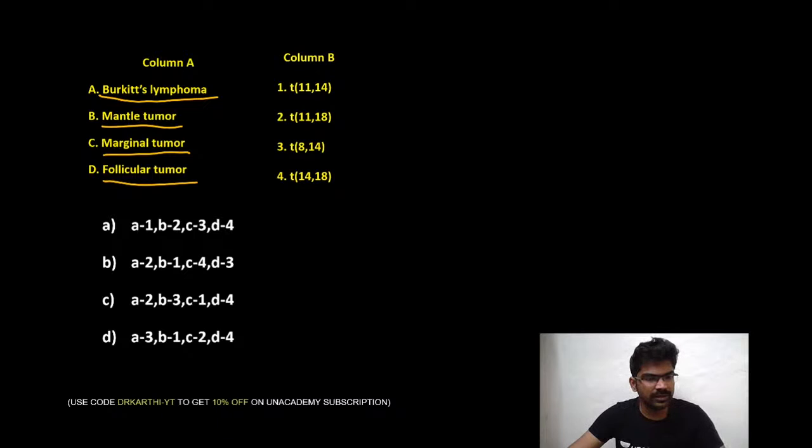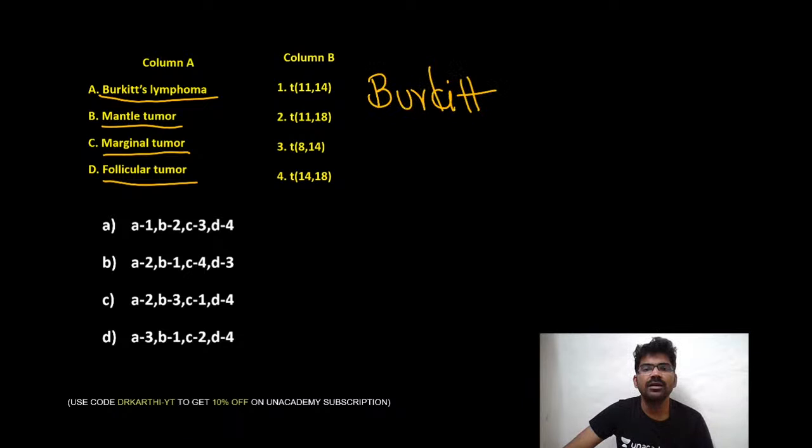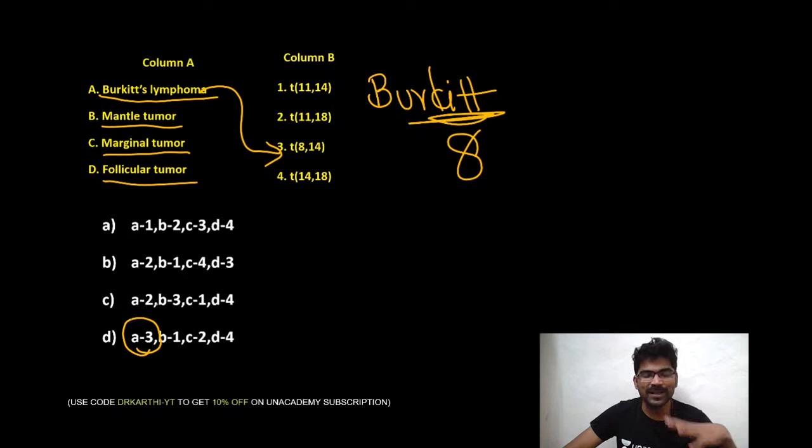Okay, Amulya, nice. By just this one, see, Burkitt. I still remember during my PG preparation, the teacher was telling Burkitt, that is 8. Remember Burkitt 8. It's like t(8;14). Look at this, there is only one option with 8. That's why match the following questions are very easy, just if you know one thing.